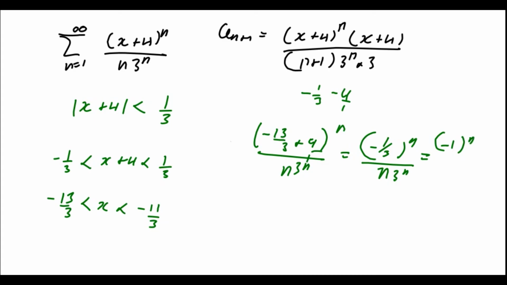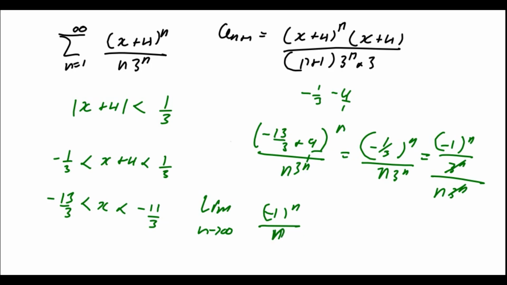So this will be to the power n divided by 3 to the power n divided by n 3 to the power n, like that, of which these three, that one and that one can cancel out, so meaning you're going to remain with the limit as n approaches infinity of -1 to the power n divided by n.